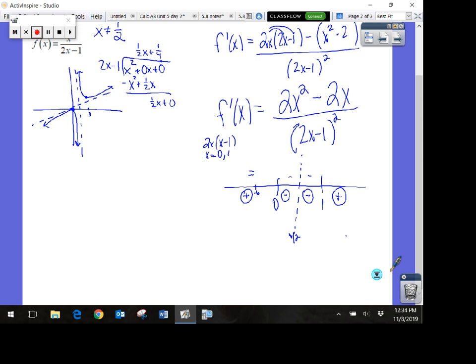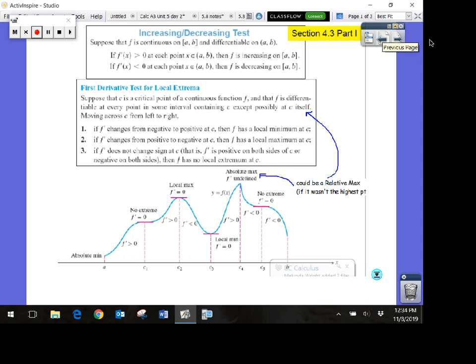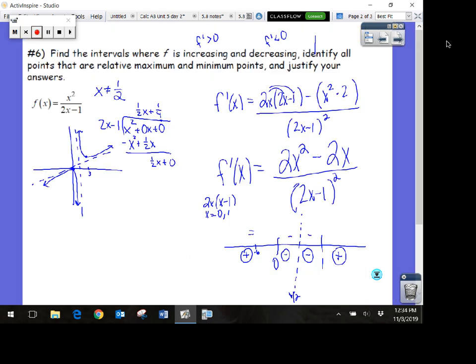So now I'm ready to answer the question. Increasing and decreasing. When f prime is greater than 0, f is increasing. When f prime is less than 0, f is decreasing. And that was the question: find the intervals where f is increasing or decreasing.